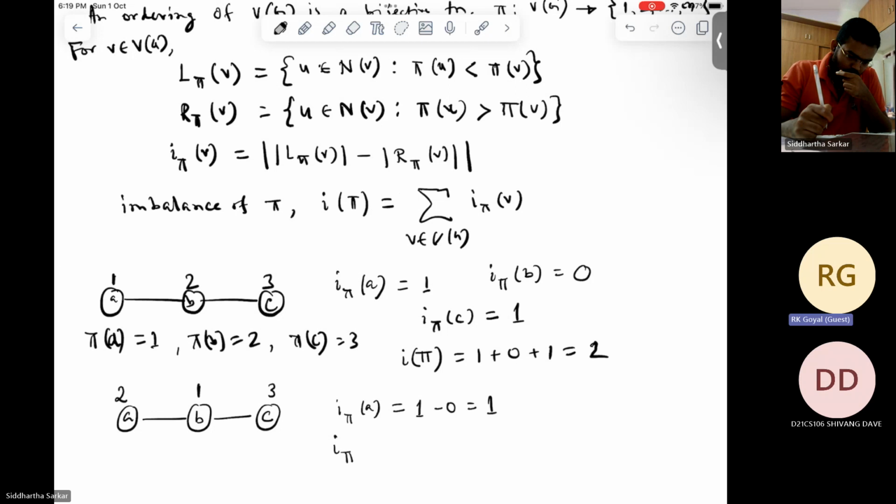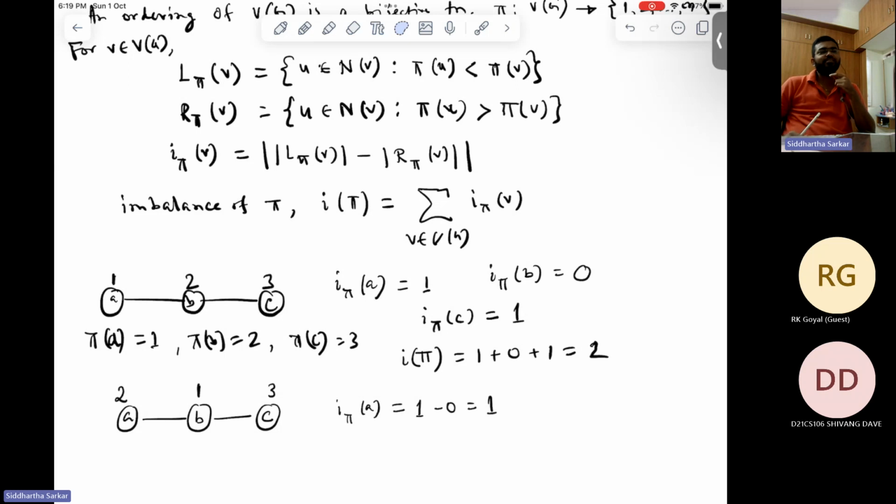It's not immediately obvious that any random permutation, any random labeling of the vertices, is going to lead to the same imbalance. So we're not immediately sure. But let us compute. I pi of A turns out to be 1 even in this labeling.